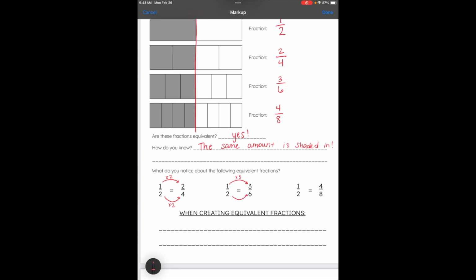This time it's times 3, which works for both the numerator and the denominator. Then our last one over here, we could put the rule as times 4, and the same rule works for the denominator.